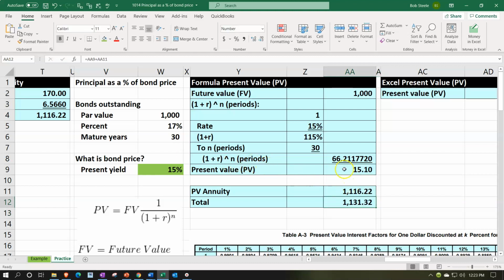Obviously, when you're looking at this comparison, what's comprising the price of the bond is a lot highly weighted, in this case, towards the annuity due to the fact that the annuity is for 30 years at 17%, and that end amount you're going to get is at the end of 30 years.